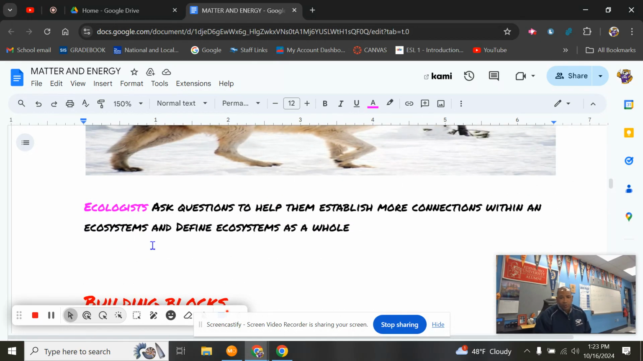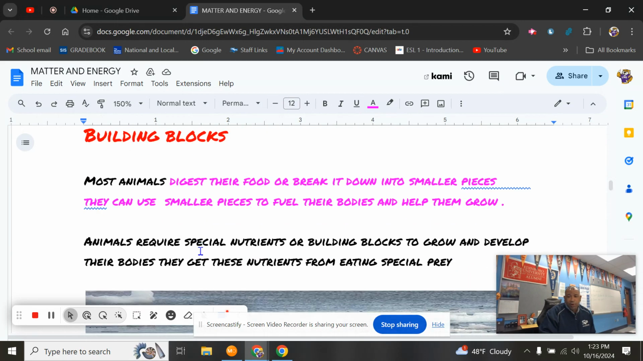Ecologists often ask a question to help them establish more connections between an environment and define ecosystems as a whole. Next thing was building blocks. Most animals digest or break down their food into smaller pieces. They can use smaller pieces to fuel their bodies and help them grow.